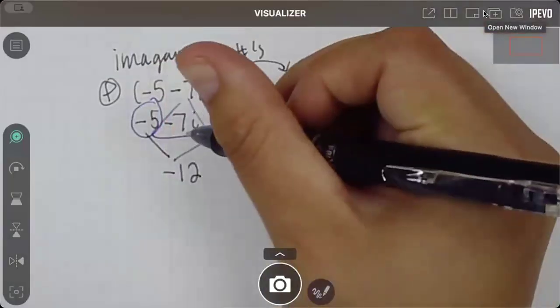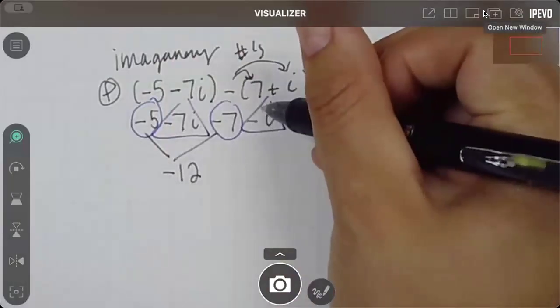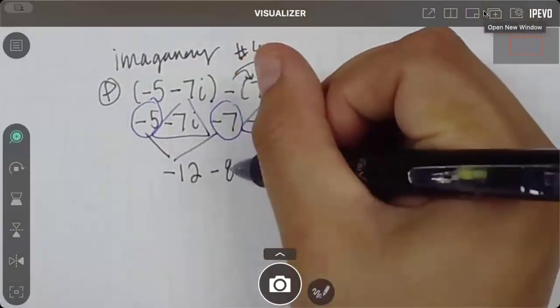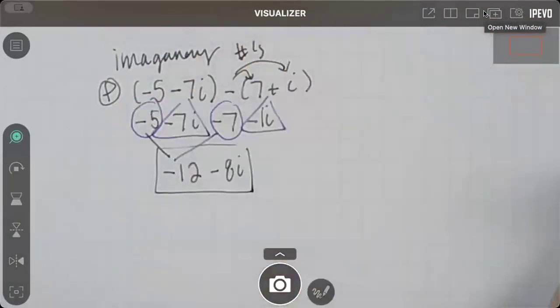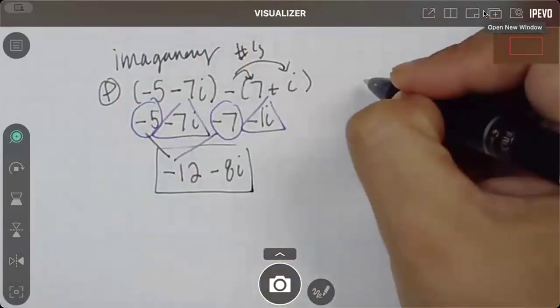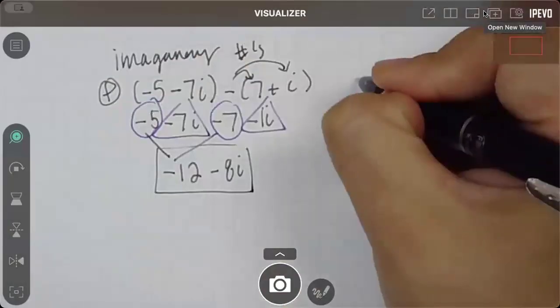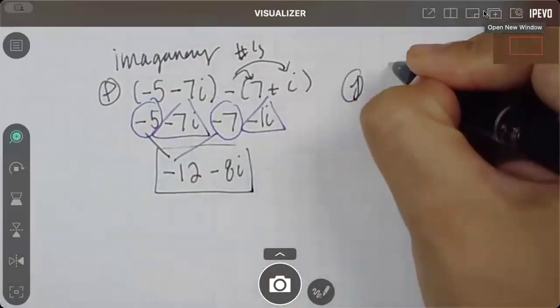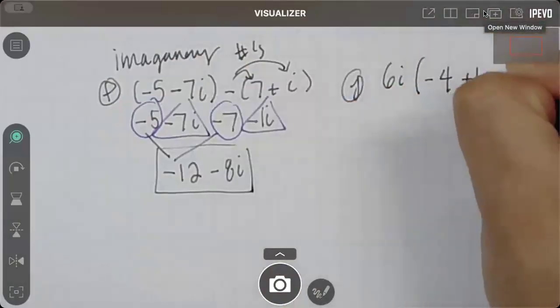I have a -7i and then a negative i, right? So it's implied a 1. So now I have a -8i. This is in standard form, so my answer is done. Okay, let's go ahead and do J. Okay, so J has 6i minus a 4 plus a 10i.